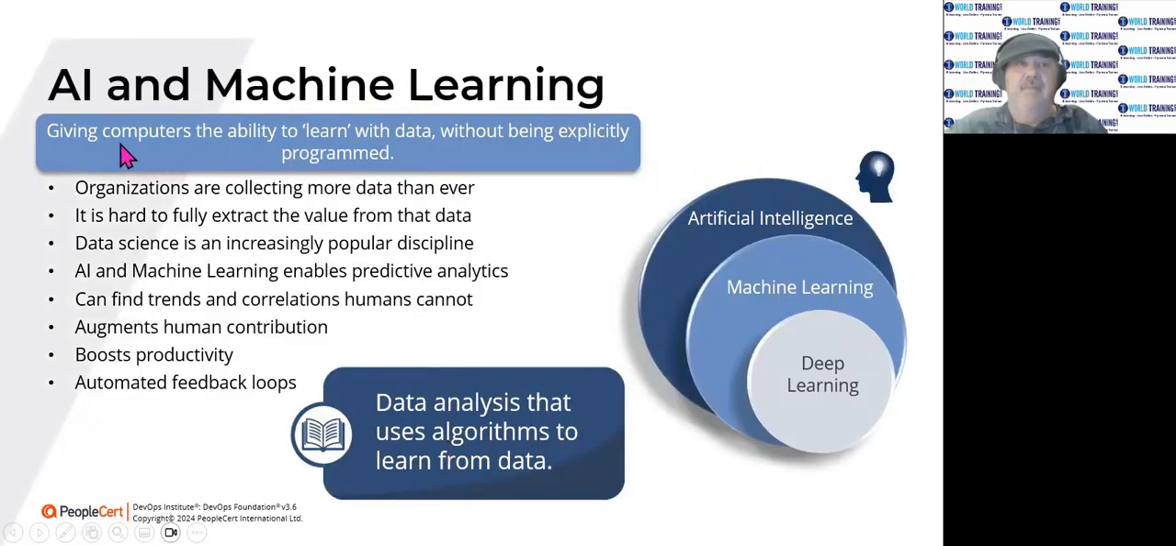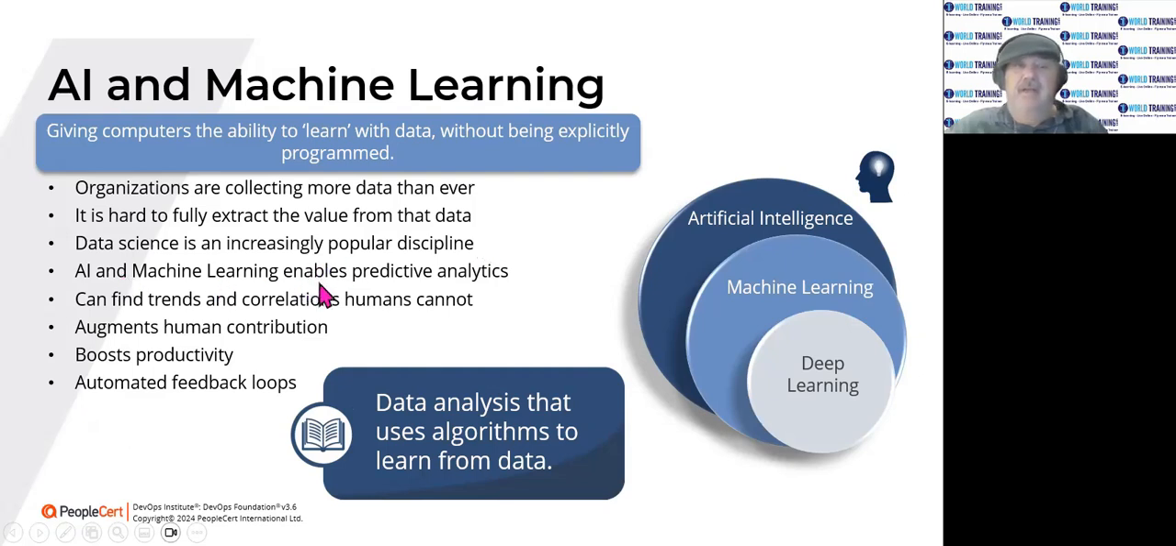AI and machine learning basically give computers the ability to learn from data without being explicitly programmed. Organizations collect more and more data than ever these days. All these different tools generate a lot of data for all these different pipelines. It's hard to fully extract the value from that data without some algorithms or tools like machine learning. So data science is a discipline of specialists who figure out how to do that.